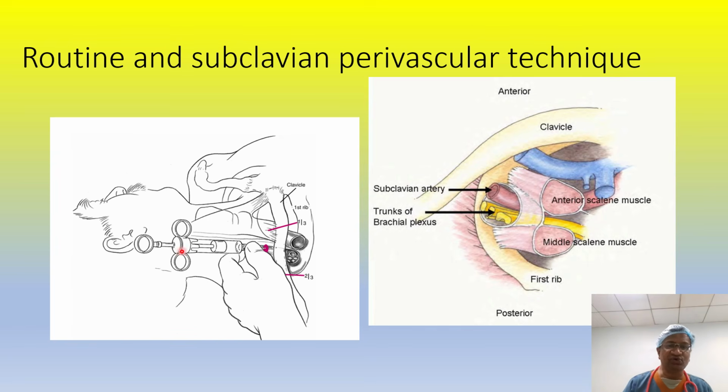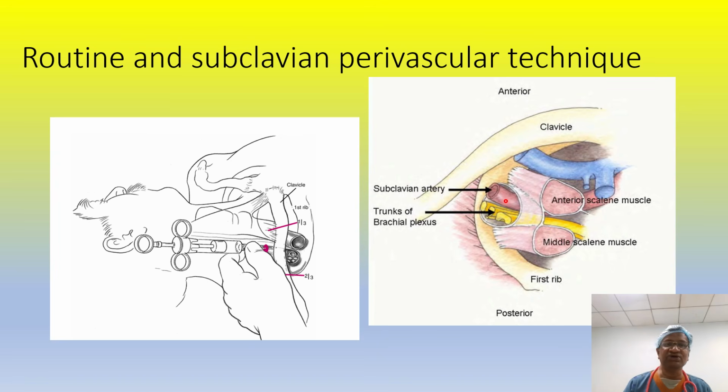This is a routine technique. Go just caudal, posterior, and slightly medial in this portion. Two centimeters above the midpoint of the clavicle in the interscalene groove. Midpoint of the clavicle, 2 centimeters above, in the interscalene groove. Go medial, inferior, and posterior.